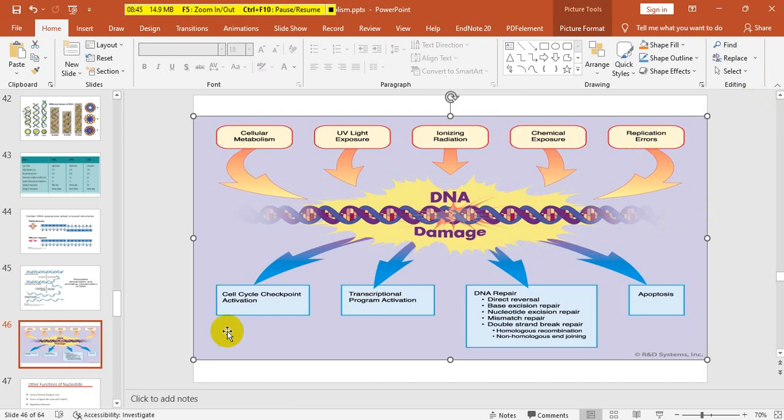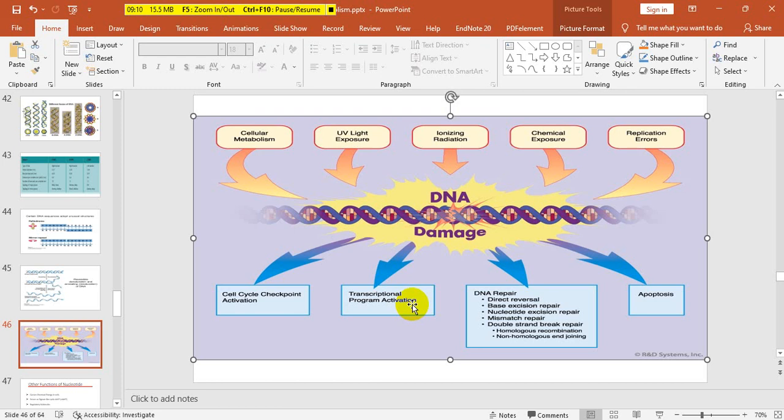So we have what? Cell cycle checkpoints. These are checkpoints in the cell cycle that mediate repair of what? Damaged DNA. So as these are damaging, God has put cell cycle checkpoints. God has activated them to repair the DNA.